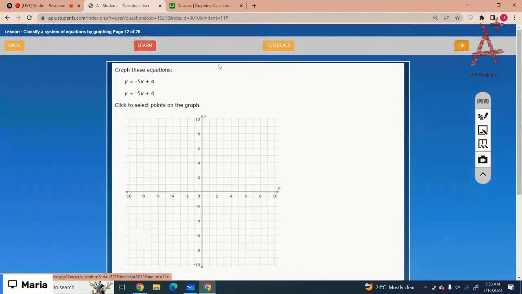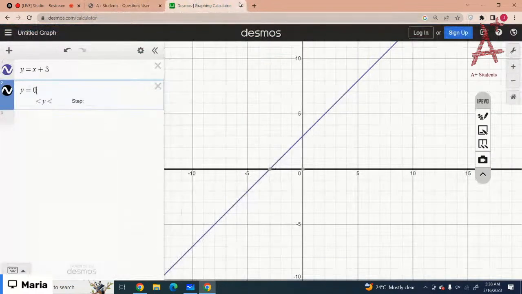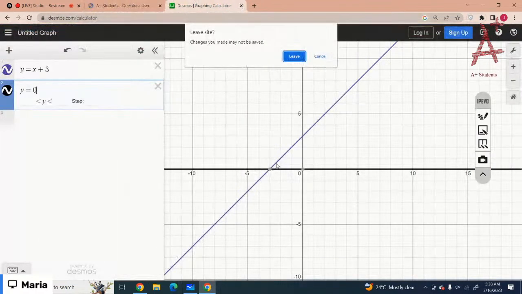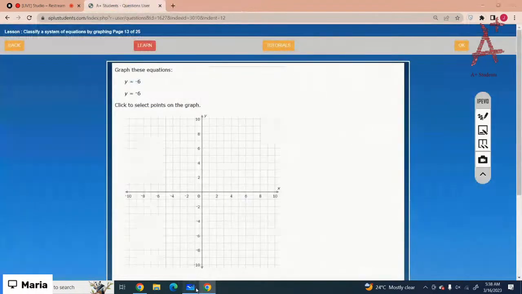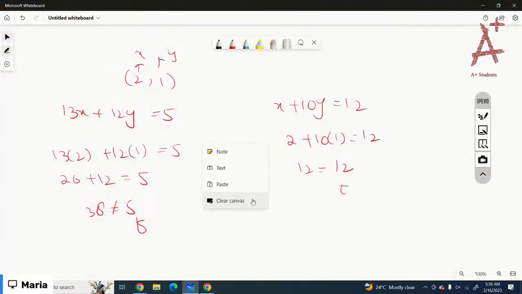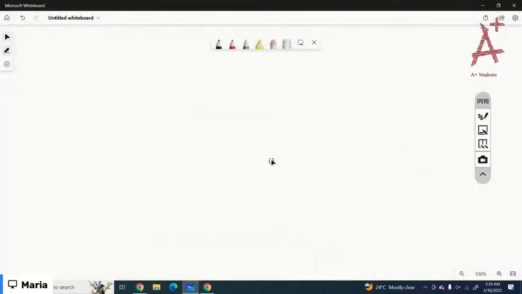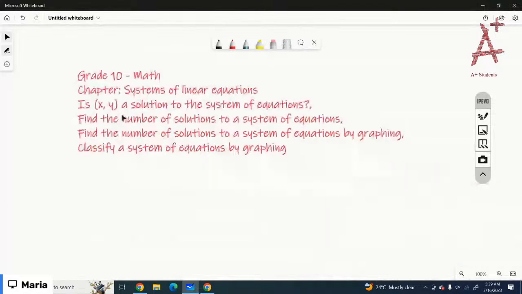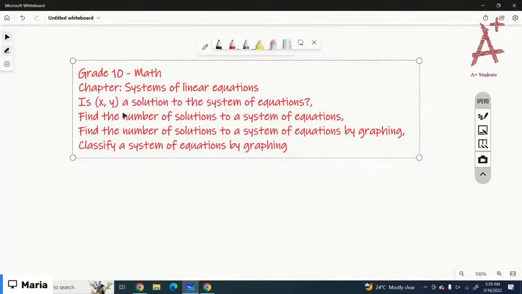Okay, you can complete the test by yourself later today. So we are working on grade 10 maths, and we're working on the system of linear equations. The chapter we're working on is systems of linear equations.